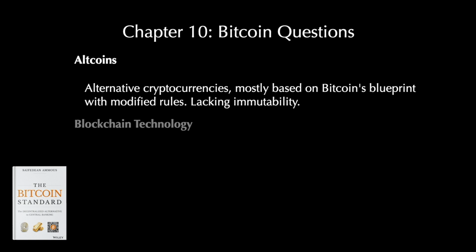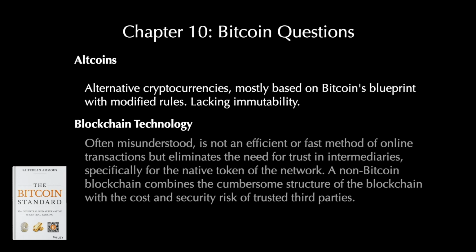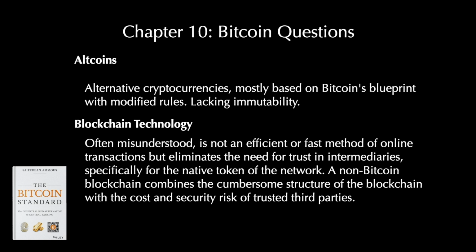The blockchain technology that underpins Bitcoin is often hyped as a solution to various economic and social problems, but this is largely due to a lack of understanding of how Bitcoin actually works. Blockchain technology is not an efficient, cheap, or fast way of transacting online, but it does eliminate the need to trust in third-party intermediaries. However, it can only eliminate third-party intermediation when it comes to moving a native token of the network itself. In other words, a non-Bitcoin blockchain combines the cumbersome structure of the blockchain with the cost and security risk of trusted third parties, a lose-lose situation.